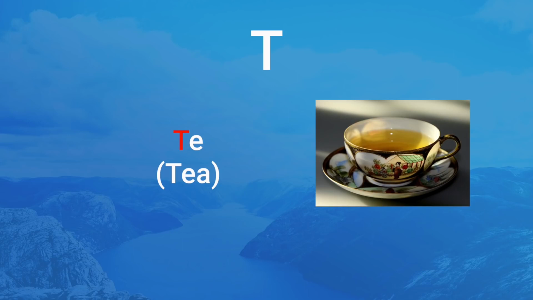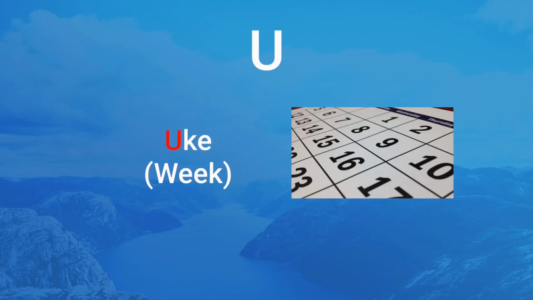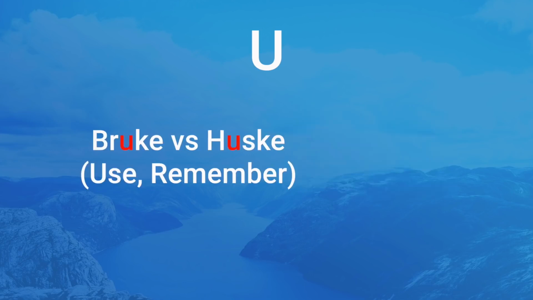This word actually sounds just like the letter itself, which is very similar to English, I guess, because if you say T, it means both tea and the letter T. So yeah, this is just te. When you see the letters ET in Norwegian, the T may be silent. And some examples of that are huset, det. U, uke. An example of a long versus a short U is bruke, huske.